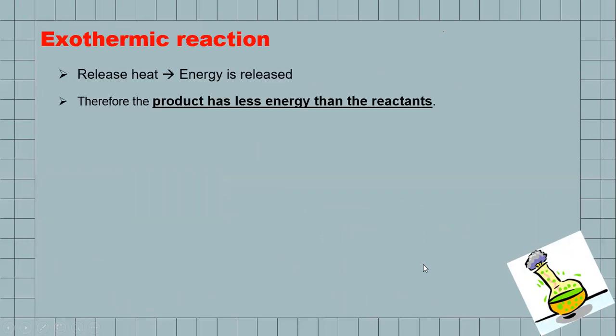So what is an exothermic reaction? During an exothermic reaction, it releases heat. So the energy is released. Therefore, the product has less energy than the reactant.